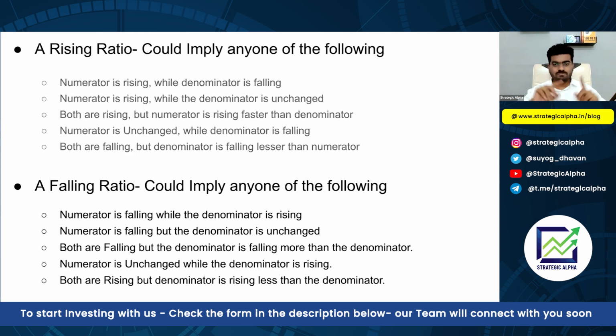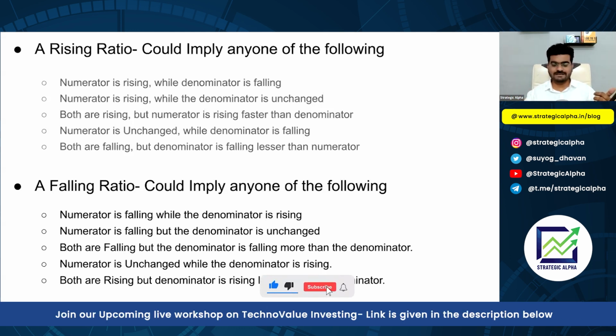Numerator is unchanged, but the denominator is falling. So the numerator is constant and the denominator is falling. In that case also the ratio chart might go up. Both are falling, but the denominator is falling less than the numerator. So these are the cases wherein outperformance happens. And this is what you expect, right? When you are falling, you should fall less than the market. Your stock should fall less than the market. When you are rising, you should rise faster than the market. When the markets are unchanged, you should not fall if another sector is falling. So all those cases lead to a rising ratio, and a rising ratio is what we need to look at when we are investing into a numerator.